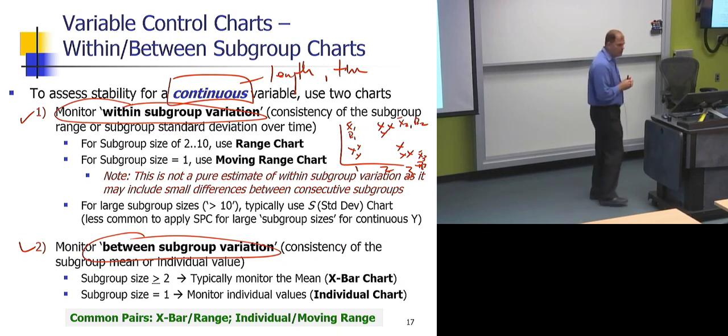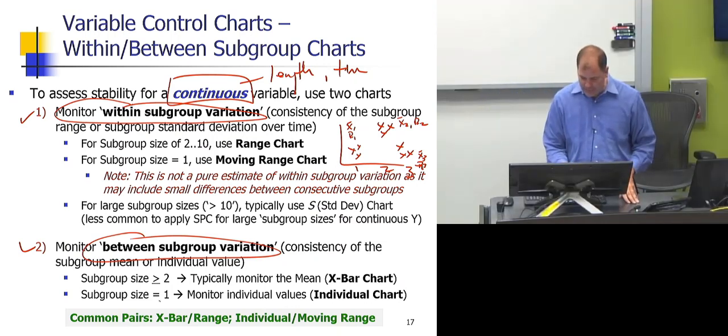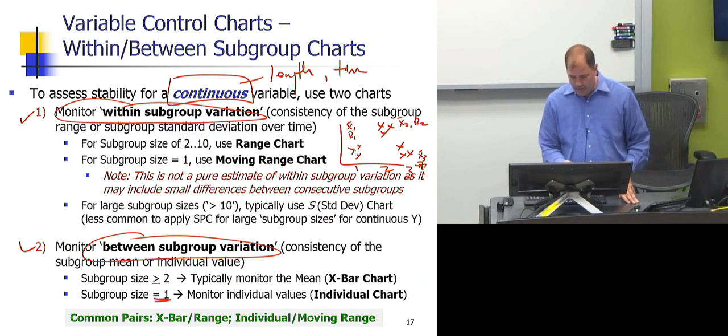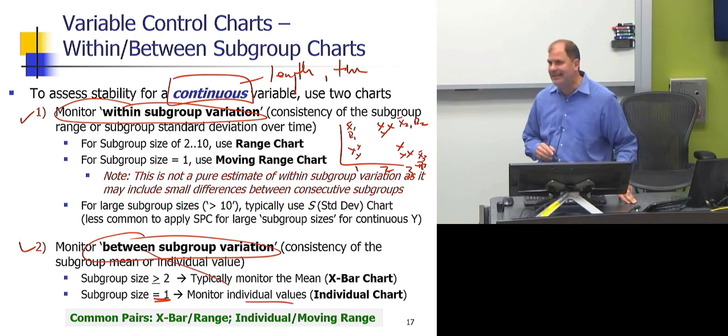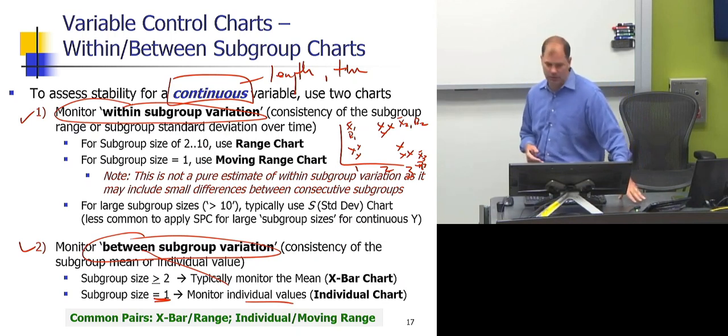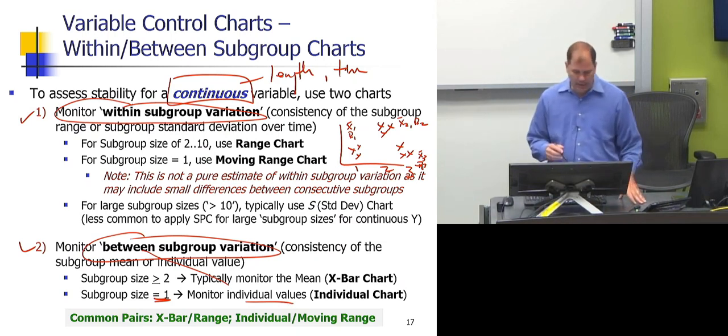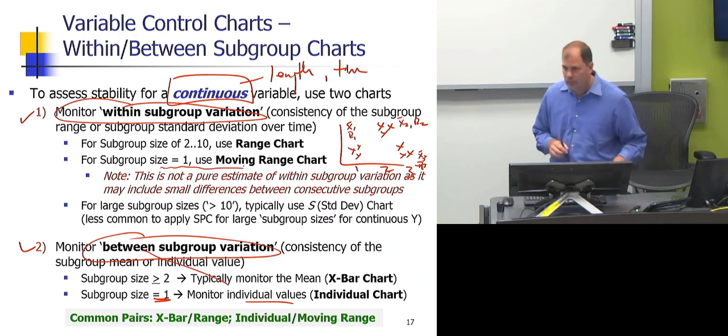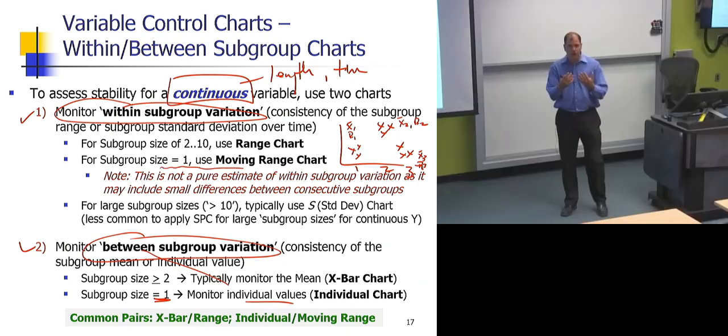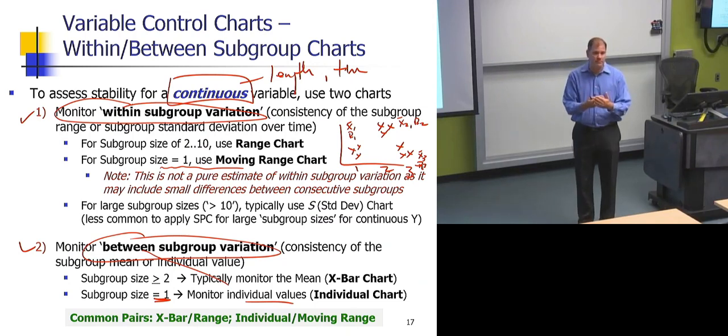You okay with that? If we measure a subgroup size of 1, the between is going to be measured by looking at the individual values. That's the best I can do. Now here's the one that is trickier. If I have a subgroup size of 1, there's no way to measure within subgroup with a pure estimate because I don't have 2 from the same one. The best I can do is measure the moving range. Take the difference between each value and the next subgroup's value. I'm going to use the moving range as the best I can do to measure within subgroup.